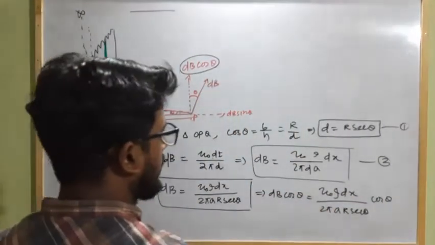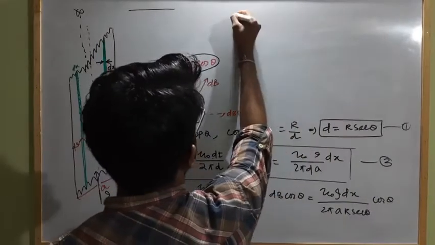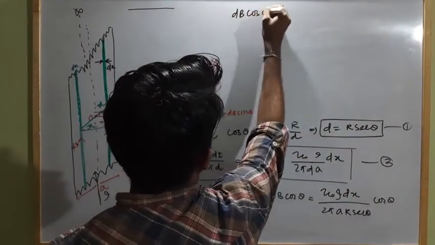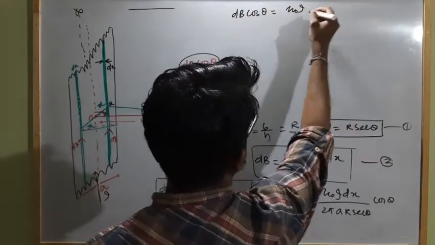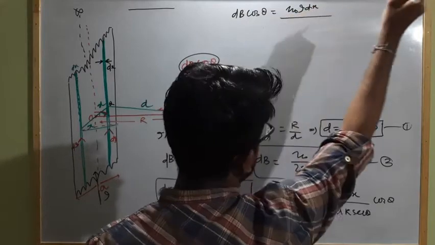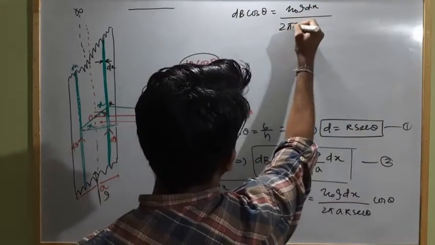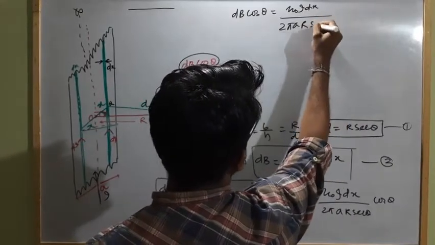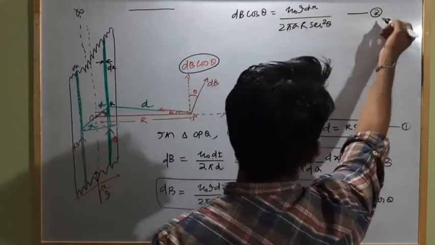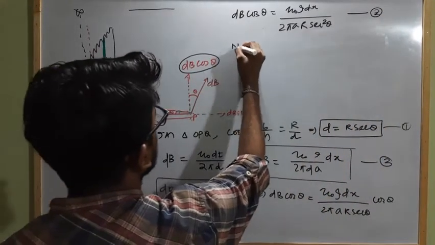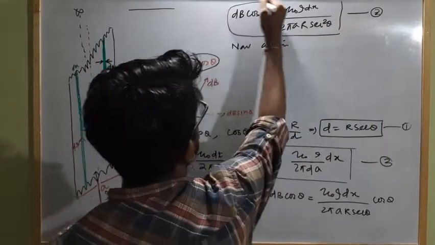And this can be written as cos theta equals 1 by sec theta. So it will become how much? dB cos theta will be mu naught I dx divided by 2 pi a r sec square theta. Equation 3. Okay, now let this be equation 3.